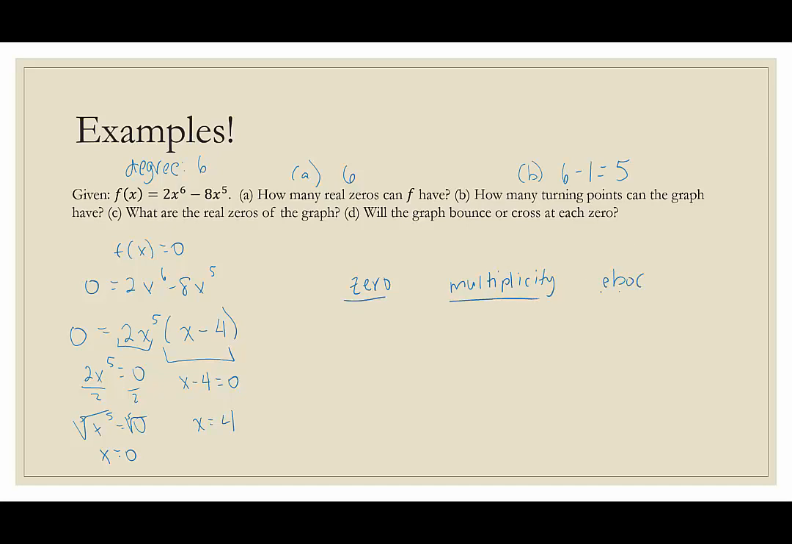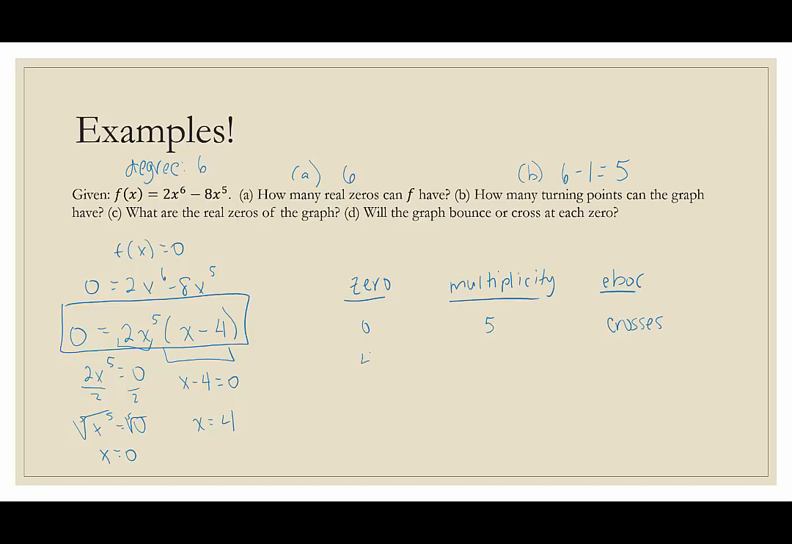So my first zero is 0 itself. Going back to where I factored it, this is what we're going to look at from here on. What is the multiplicity of that? It was 5, right? The exponent of the x, that factor, was 5. And even bounce or odd cross, 5 is odd, therefore it crosses at 0. So we use the multiplicity to tell us what it does at the zero.